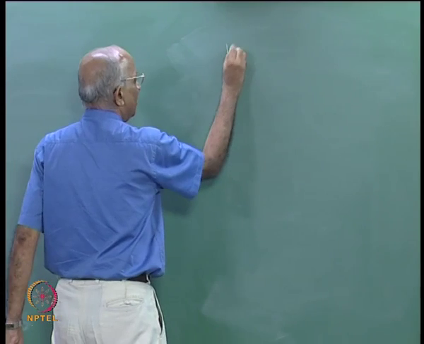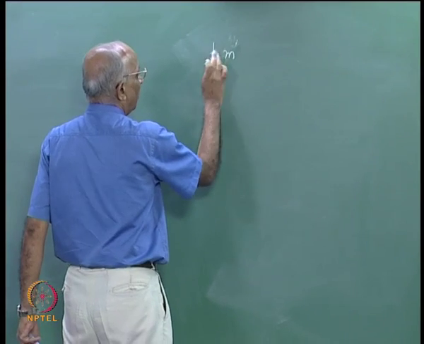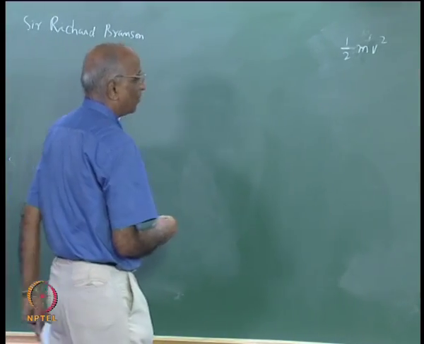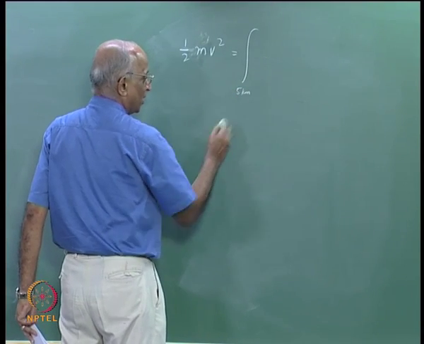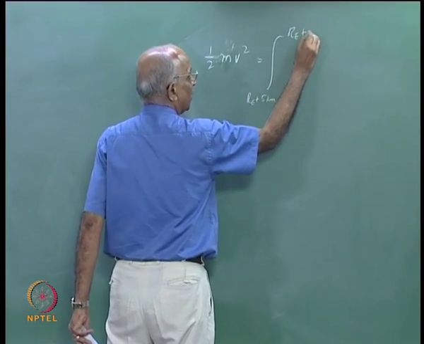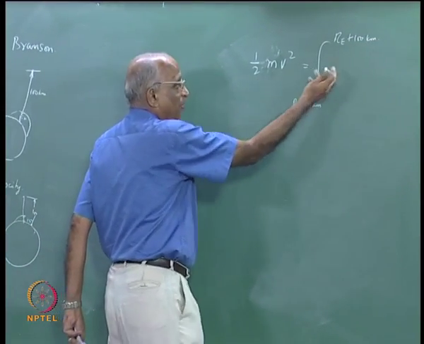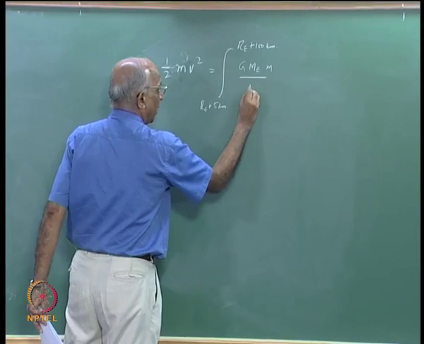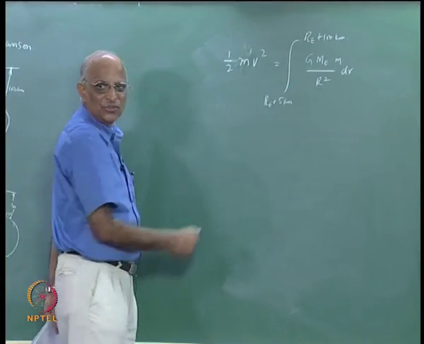We say half m v square is the net kinetic energy that we are giving. This must be equal to the work done as I start from 5 kilometers above the surface of the earth, that means RE plus 5 kilometers, and go to the radius of the earth plus 100 kilometers. I give this kinetic energy which will give me the work done, and what is the work done? G Me m by r square in a small distance dr, this is the work. Therefore, as I go from this to this is equal to this.